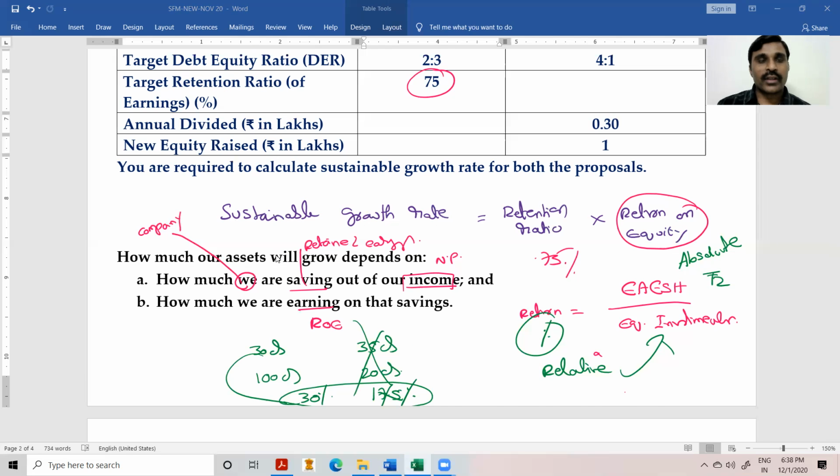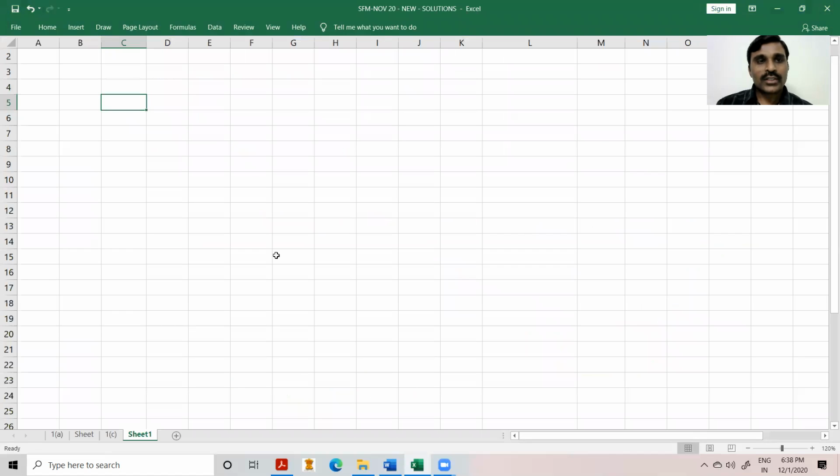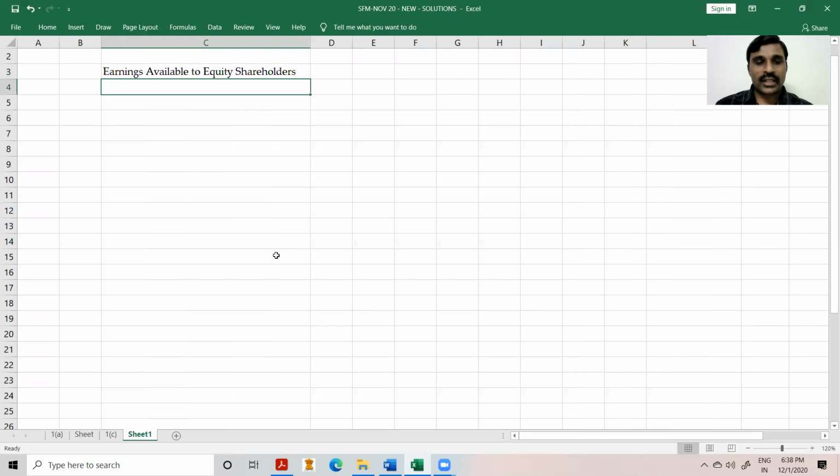So return on equity is equal to, what is the first thing we need to write? The first thing we need to write is earnings available to equity shareholders, divided by equity investment. So this is nothing but return on equity. This is the point: earnings available to equity shareholders divided by equity investment is equal to return on equity.